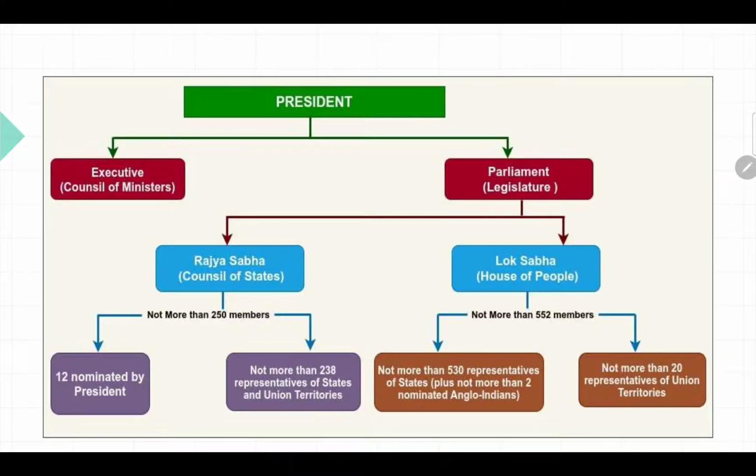So moving forward, this is the structure of the Indian Parliament, wherein the top body has the president, and the president has two wings, that is the executive wing and the parliament. In parliament there are two houses, a bicameral legislature, that is Rajya Sabha and Lok Sabha. Rajya Sabha is the Council of States, and Lok Sabha is the House of People. Today we will be discussing just Lok Sabha. Rajya Sabha we will discuss in the next video.